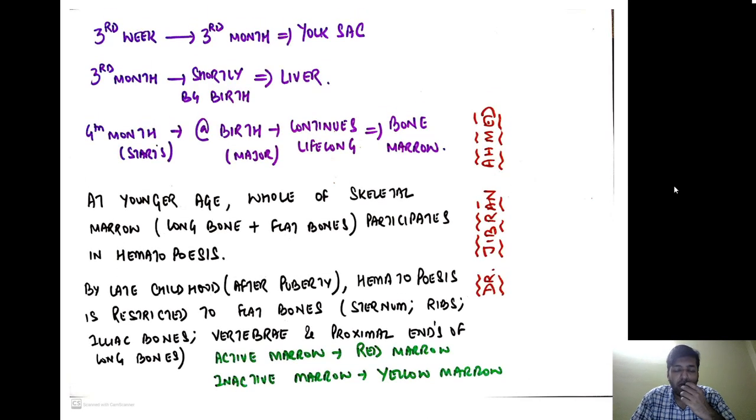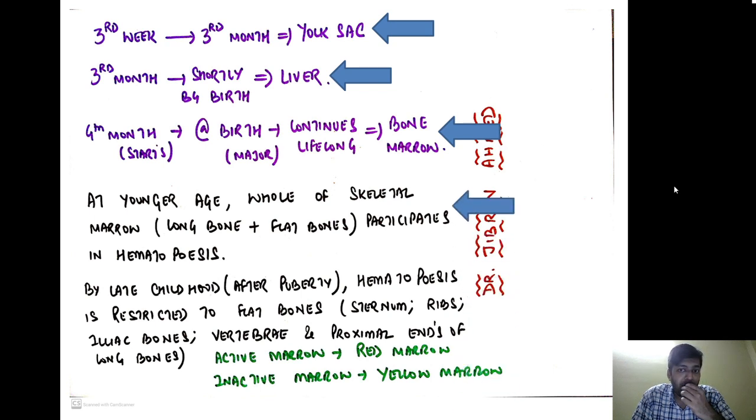Just to clear the doubt, from which age to which age hematopoiesis takes place in which organs, let us see. From the 3rd week to the 3rd month of intrauterine life, it takes place in the yolk sac. From the 3rd month till shortly before birth, it takes place in the liver, whereas from the 4th month onward, the bone marrow becomes a major source. So remember, hematopoiesis in the bone marrow starts at the 4th month, but it becomes the major site at birth, and it continues lifelong.